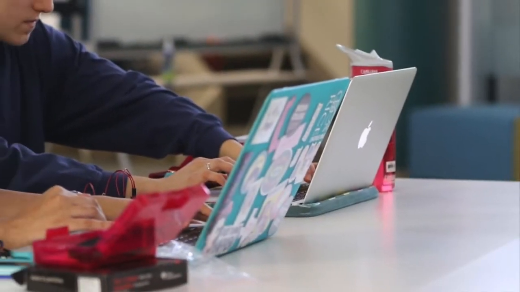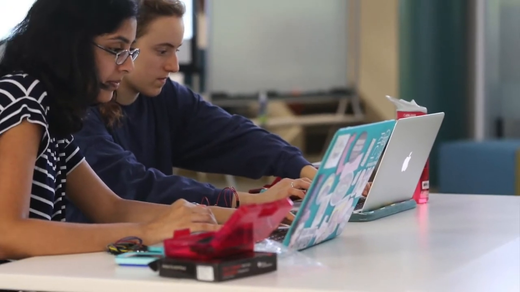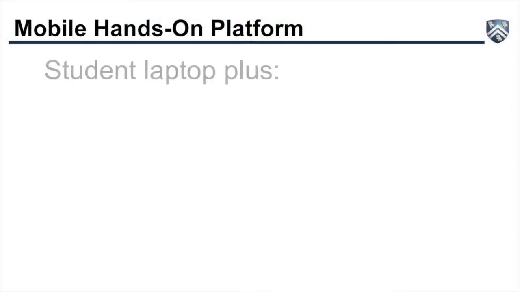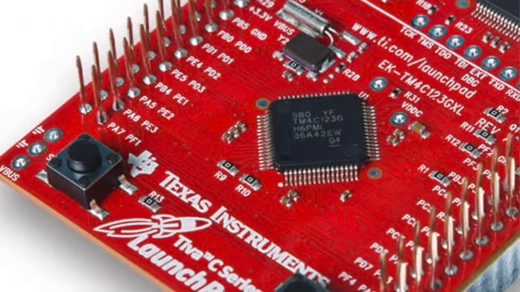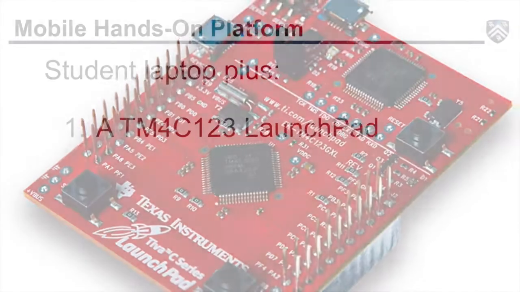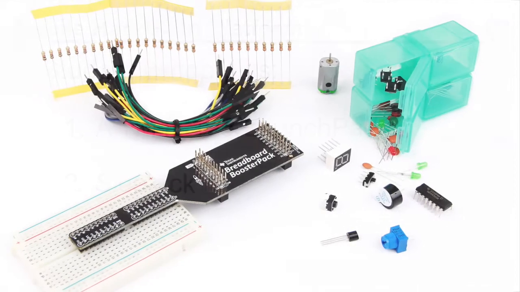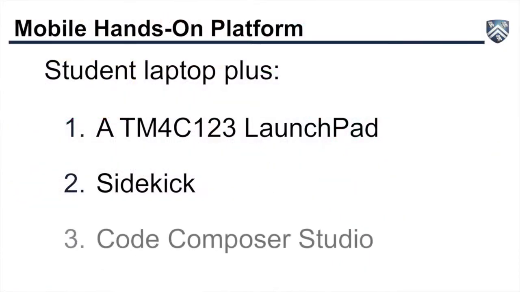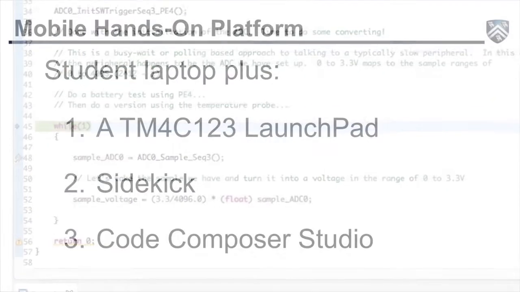Rather than using fixed, dedicated desktop computers, as was done in the past, each student used their own laptop in lab. Additionally, each student purchased their own mobile hands-on platform consisting of 3 parts. First, a TM4C123G Launchpad, which is ARM M4F based. Second, the Sidekick basic kit for the TI Launchpad that includes a breadboard, jumper wires, and other components. And finally, an installation of Code Composer Studio development environment on their laptop.